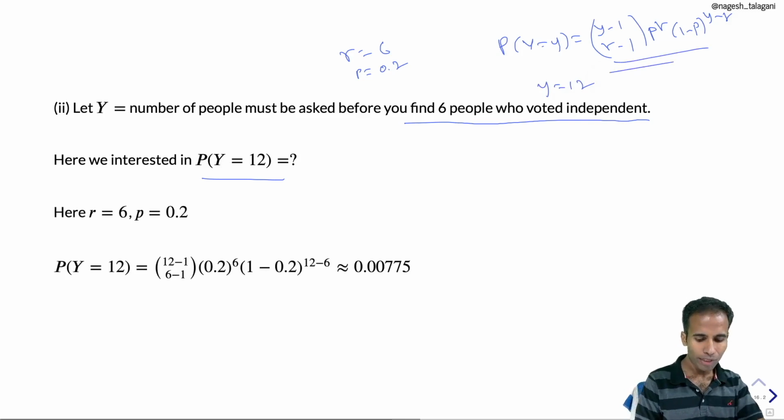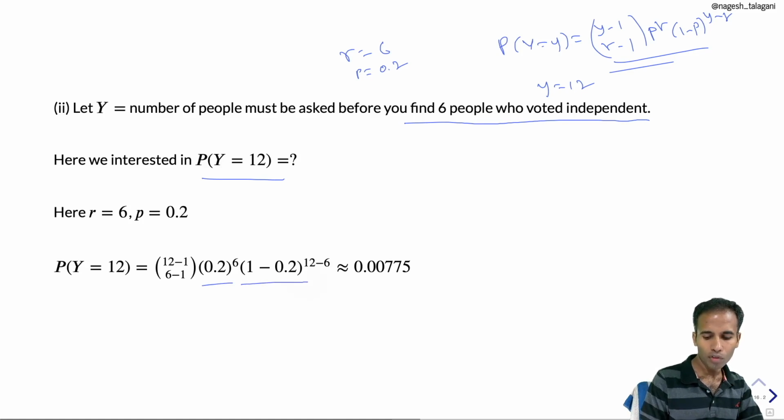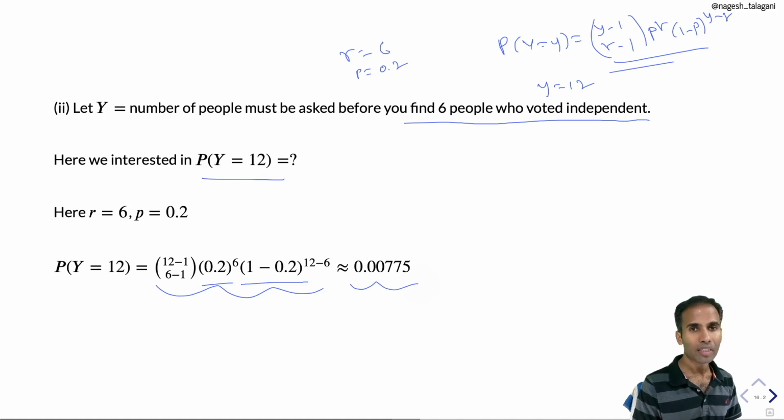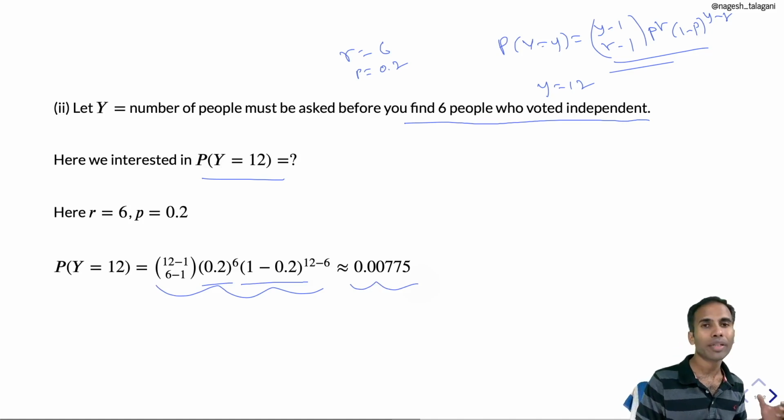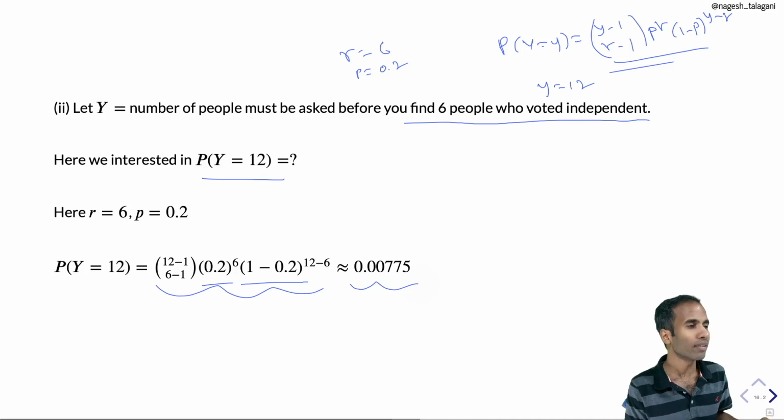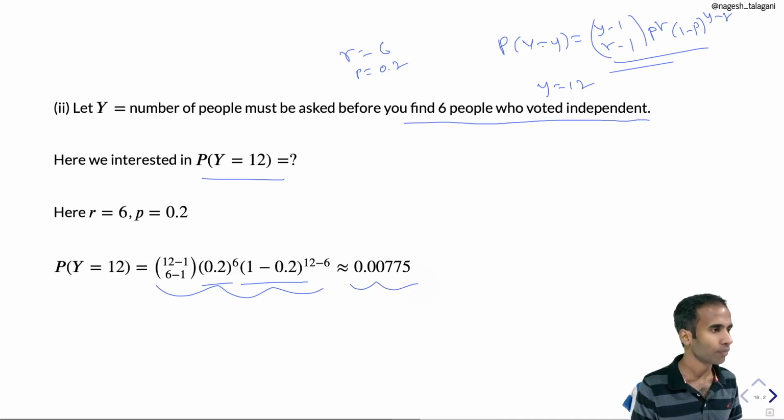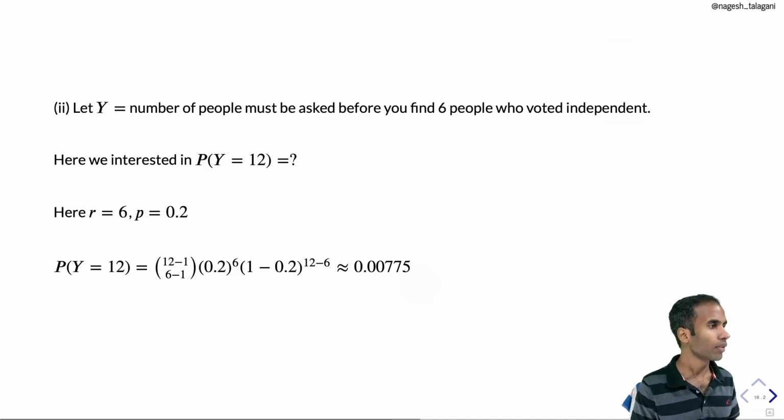So the probability of Y equal to 12 is going to be 12 minus 1 choose 6 minus 1, 0.2 to the power of 6, (1 minus 0.2) to the power of 12 minus 6. This will be simplified to the value which is approximately 0.00775. So this is how we can use the negative binomial distribution to answer problems like this. Next.